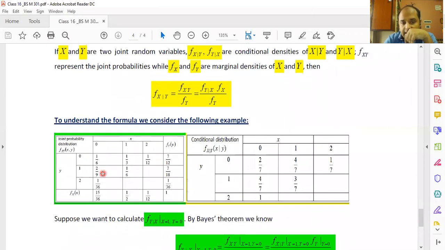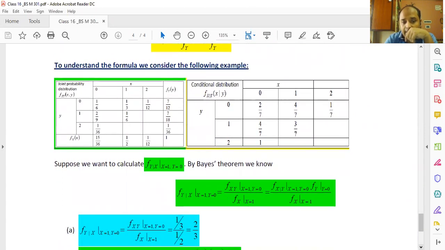What I have done is paste here the two tables which I have already calculated above. The first table represents the joint probability distribution along with the marginal probabilities, and the second table represents the conditional probability of the type x given y. So I am going to calculate f of y given x at the point x equal to 1 and y equal to 0. Let us see how to calculate this. We shall take help from the above table.